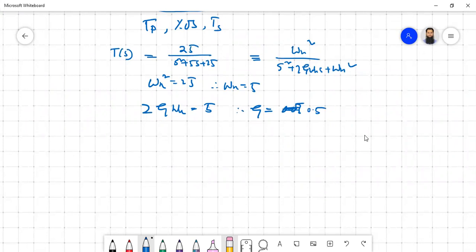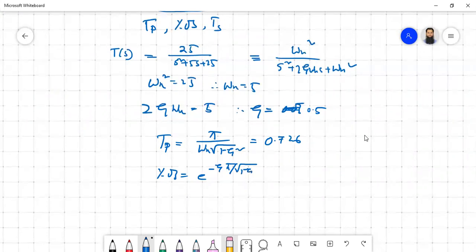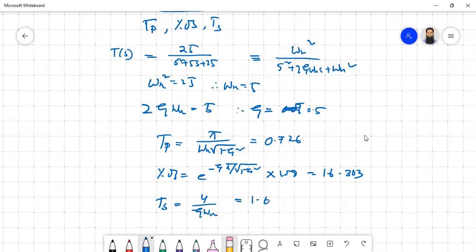Now based on these two values, the rest is just applying the formula: peak time equals pi by omega n root over 1 minus zeta square. That will give you approximately 0.726 seconds. Then percent overshoot equals e to the power minus zeta pi divided by root over 1 minus zeta square, into 100. That will give you approximately 16%. And the settling time is 4 by zeta omega n, approximately 1.6 seconds.